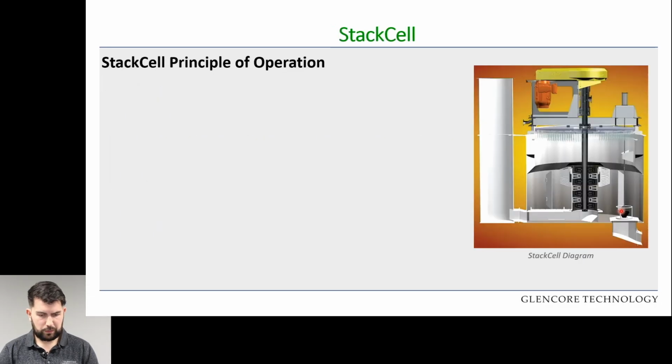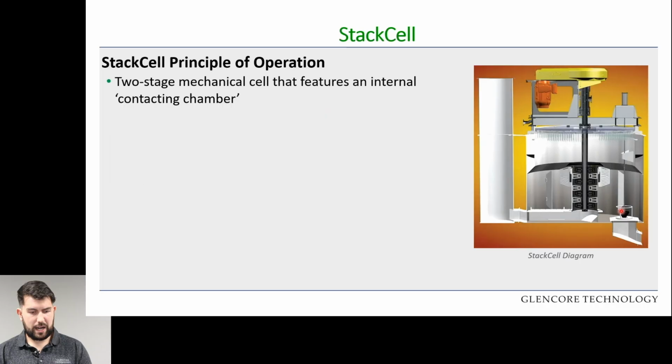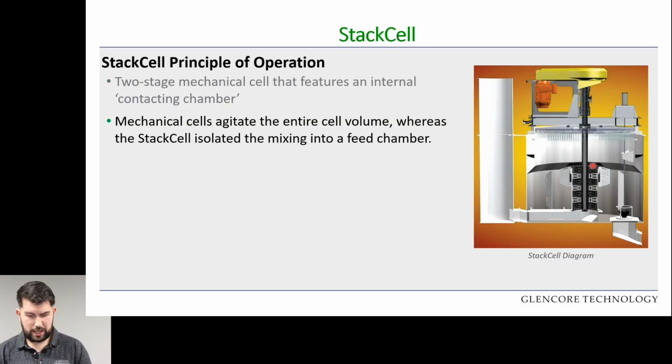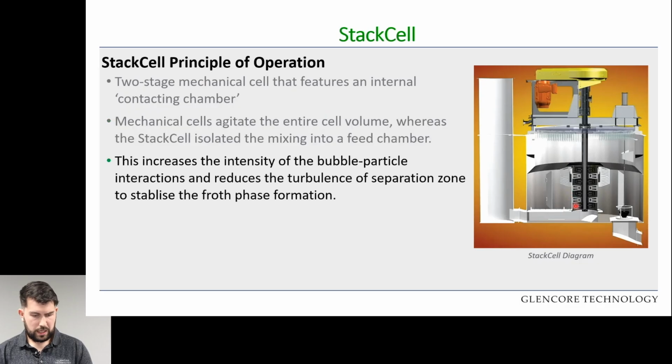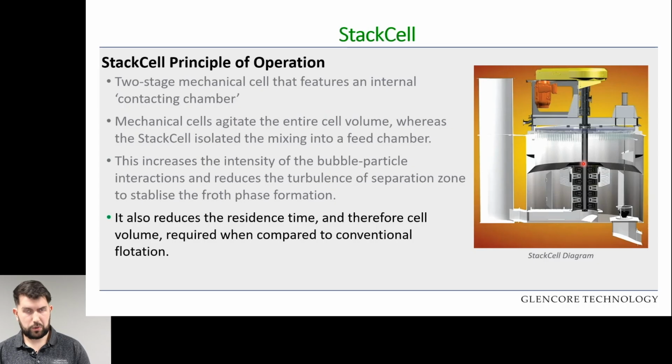Now into the StackCell. The StackCell is a mechanical cell, but it's a two-stage mechanical cell that features an internal contacting chamber, which is shown here. In a normal mechanical cell, you will agitate the entire cell volume, whereas the StackCell is isolated into mixing just inside the contacting chamber. This increases the intensity of the bubble-particle interactions and reduces the turbulence of the separation zone to stabilize the froth phase formation. And it also reduces the residence time, and therefore cell volume required when compared to conventional cells.